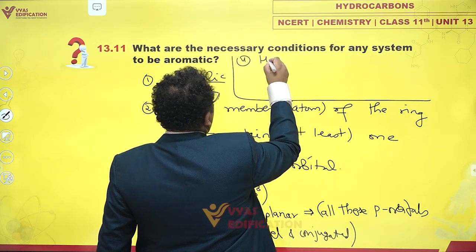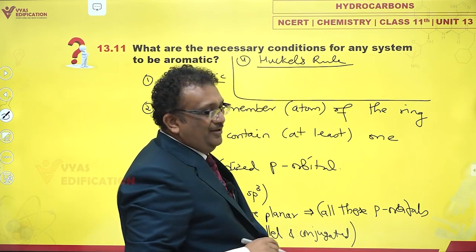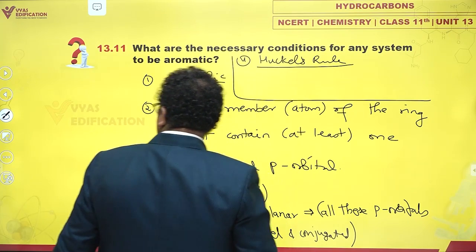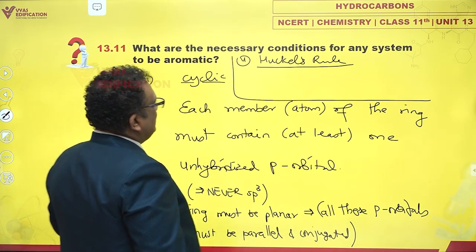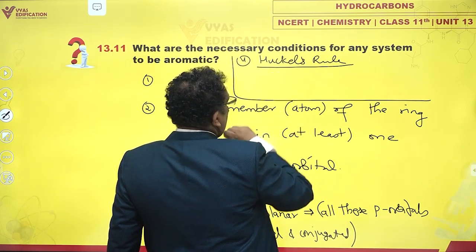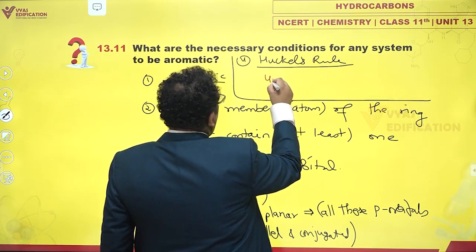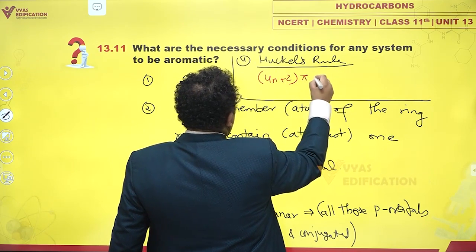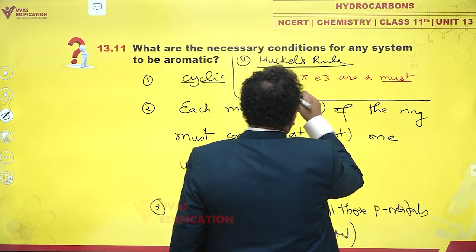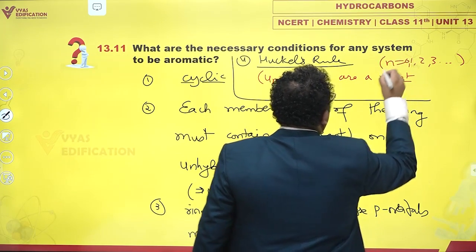Huckel's rule. A very cute scientist called Huckel, a little stammery person, said that the number of electrons in the ring must be 4n plus 2. 4n plus 2 pi electrons are a must, where n can be 1, 2, 3, 0 also for that matter.